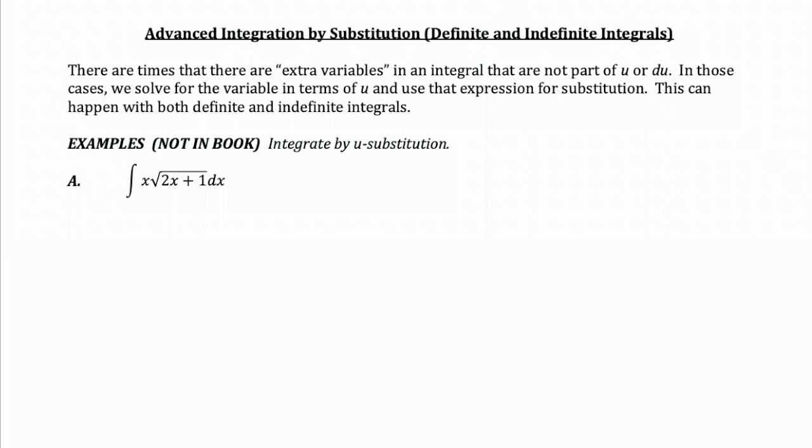In this last video, we'll take a look at some of the most difficult examples of u-substitution. There are times when you try to do the matching up and it just doesn't quite fit, but it's close. And in these instances, it's usually an extra variable that's to blame. So I'll show you how to handle that.